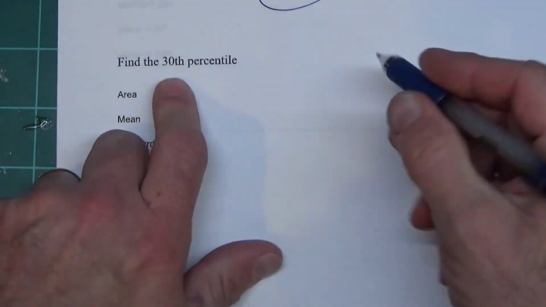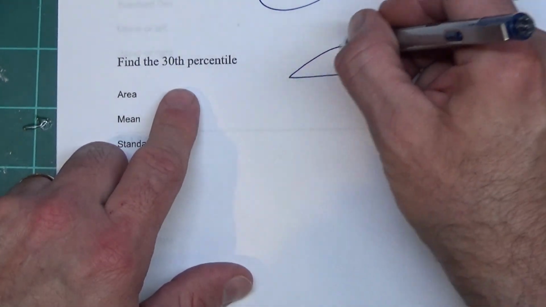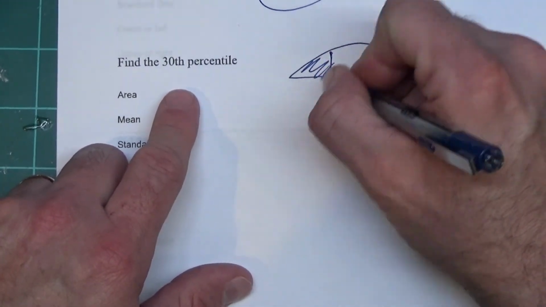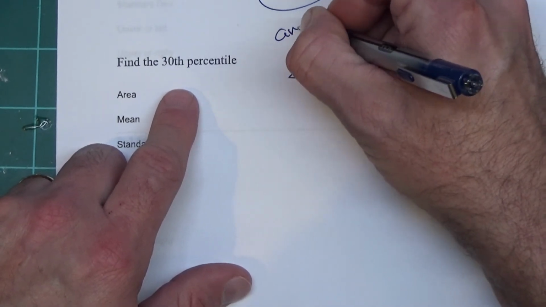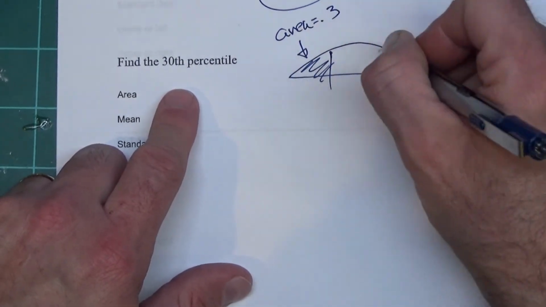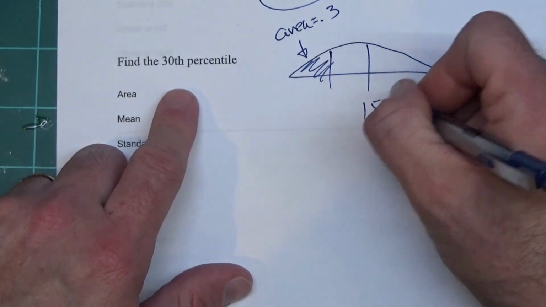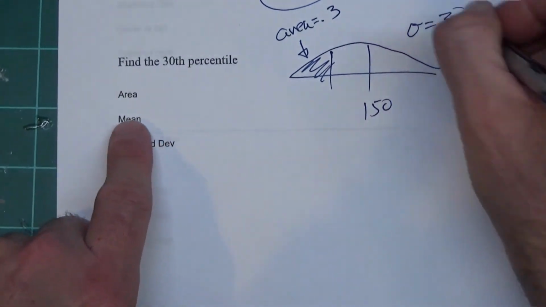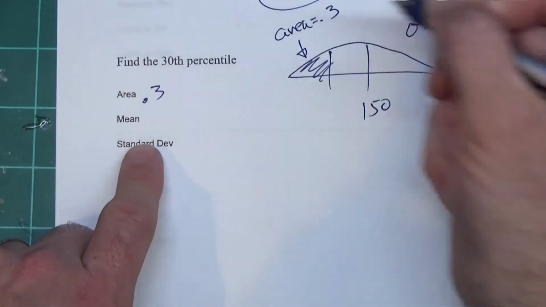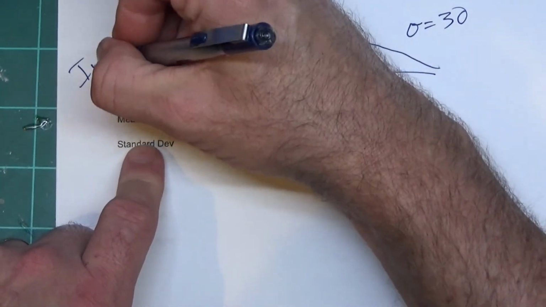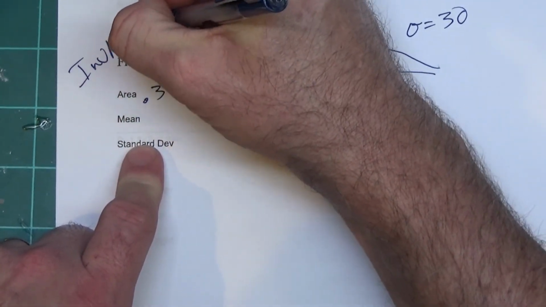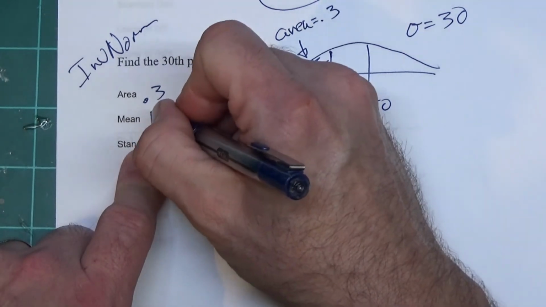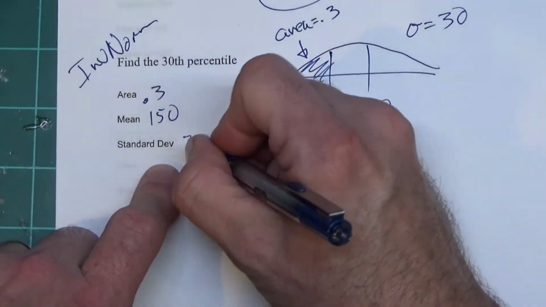The next part says find the 30th percentile. Now percentiles are always the area shaded left. So this time I know the area to the left is 0.3. We're using 150 for the mean. The standard deviation is 30. So now I can put my area as 0.3. Since I have an area, this is inverse norm. My mean is 150. And my standard deviation is 30.